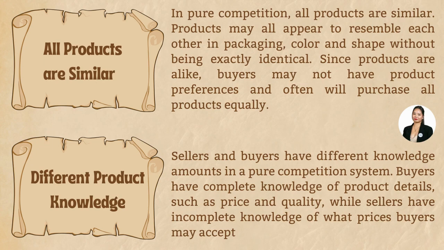Different product knowledge. Sellers and buyers have different knowledge amounts in a pure competition system. Buyers have complete knowledge of product details such as price and quality, while sellers have incomplete knowledge of what prices buyers may accept. So, for example, a seller may try to raise profits by purchasing cheaper goods while maintaining the same price. A buyer with complete knowledge knows there are higher quality products available for that price and can make a purchase elsewhere.